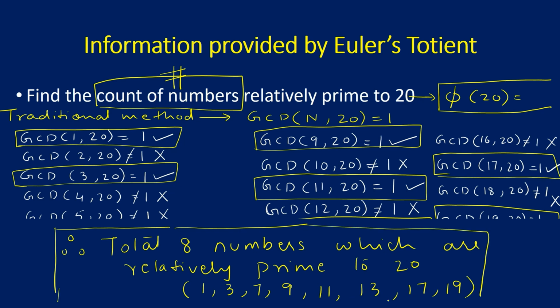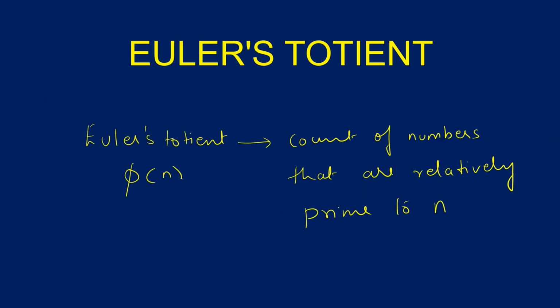But note, this is a traditional method of doing it, where you had to check the GCD of each and every number. Now here in this case 20 is a small number, so it was possible for you to do it. But if instead of 20 you have been given a large number, then the number of steps required to check the GCD of each and every number will be very large. The computation becomes more tedious, and hence the easier way of doing it is to use Euler Totient. Euler Totient, which is phi of n, provides us with the count of numbers that are relatively prime to n. So you can just apply a quick formula and get the final answer.